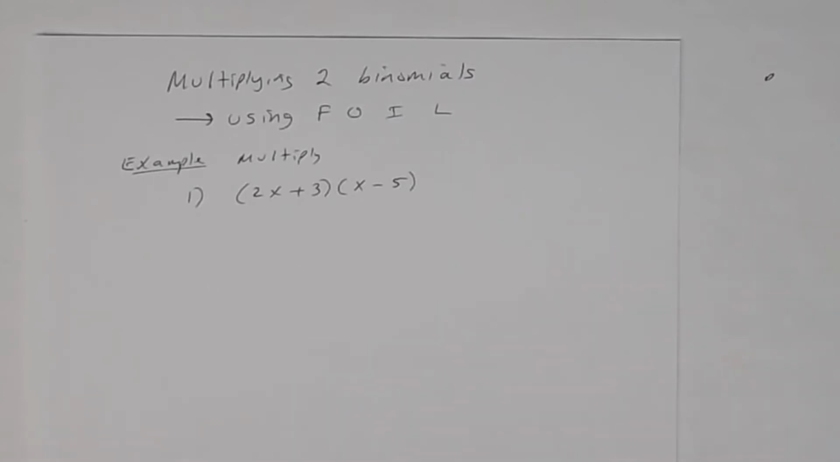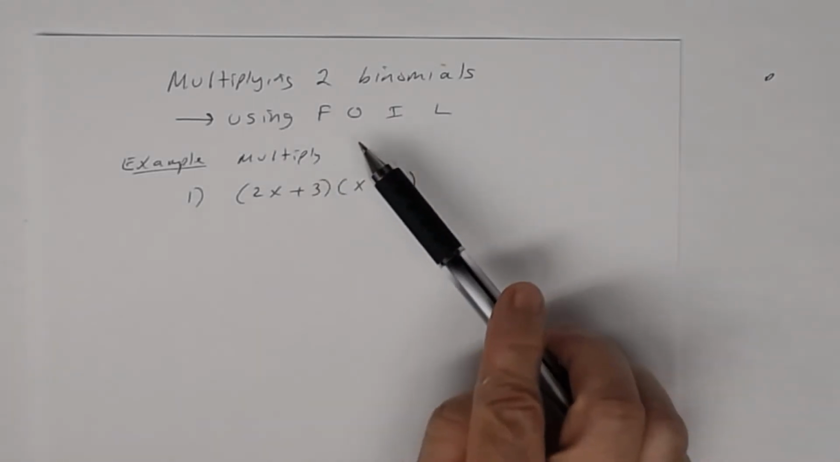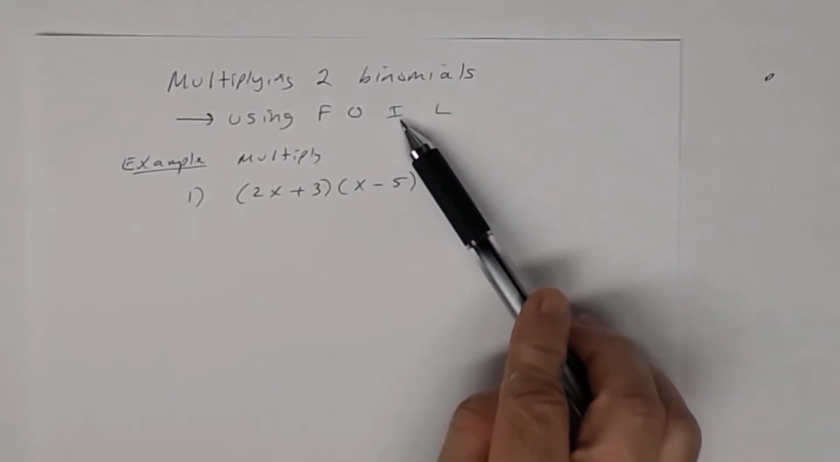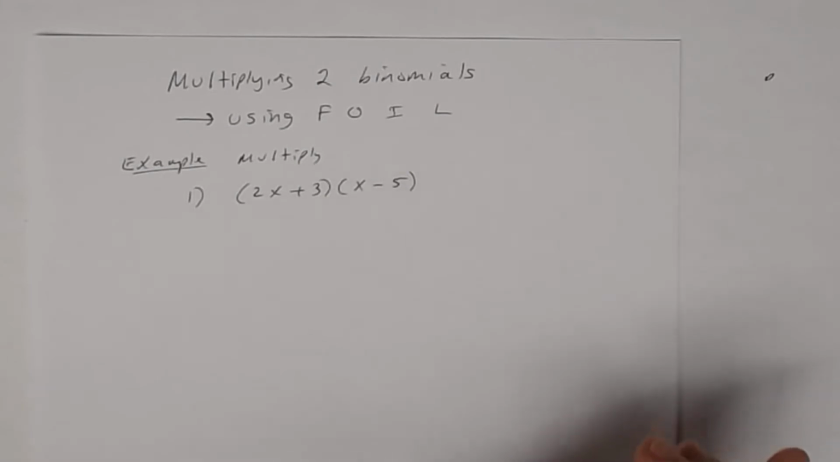Okay, so in this lesson, we're going to look at multiplying two binomials together. The purpose of this lesson is to remind you about the FOIL method and when you can use the FOIL method. We'll talk about the acronym in a little while, but F stands for first, then outer, inner, and then last. And you're going to see this in a little while.